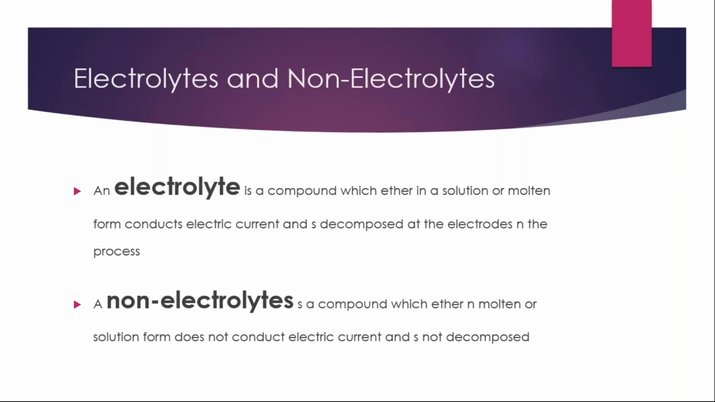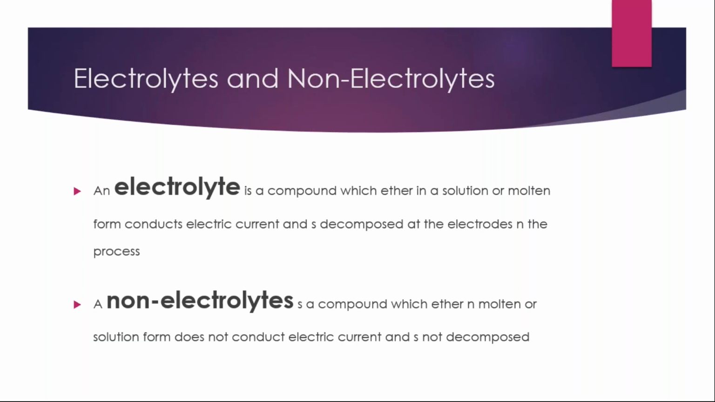Now, in electrolysis, there are two major things that we need to pay attention to. We have the electrolytes and the non-electrolytes. Electrolytes are compounds which, in solution or molten form, conduct electric current and are decomposed at the electrodes in the process. So any compound that can conduct electric current and is decomposed at the electrode is an electrolyte. Remember, this compound can either be in solution or in a molten form.